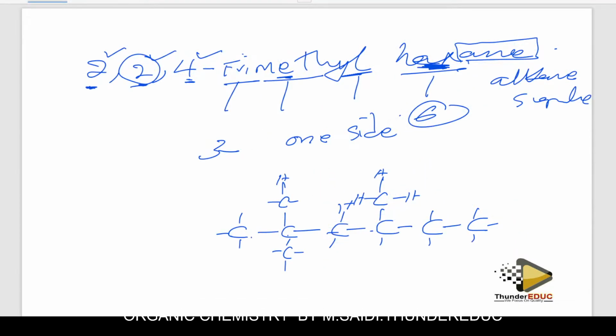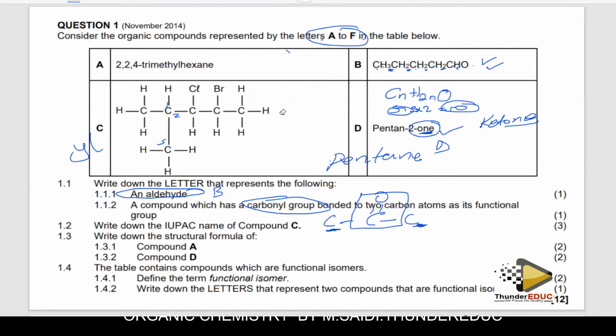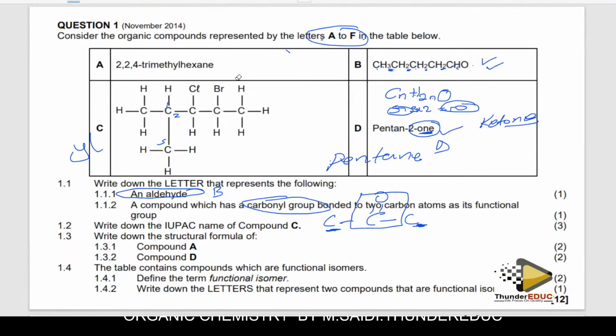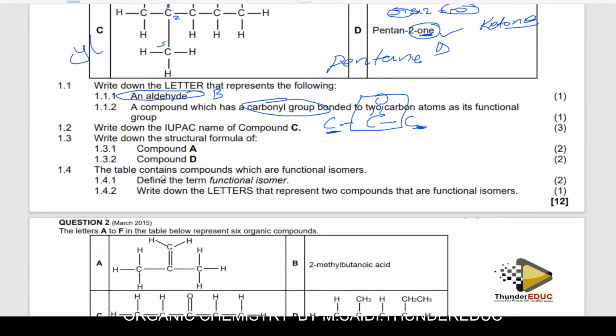Let's go to the next question. They are saying write down the structural formula of compound A. We have seen it. Now write down the structural formula of compound D: pentan-2-one. What does it mean?